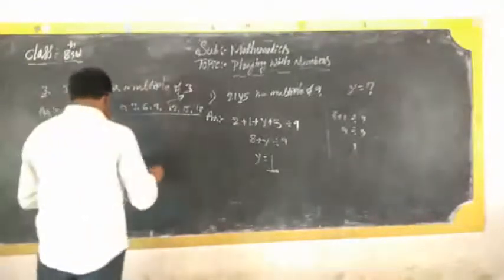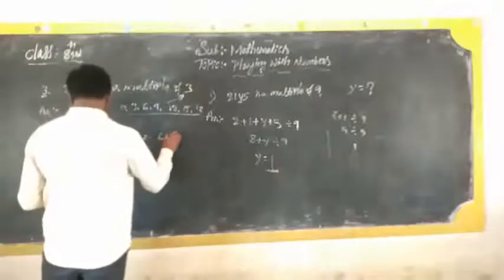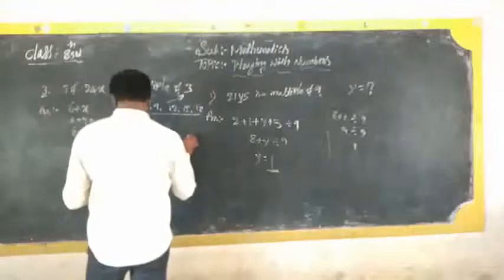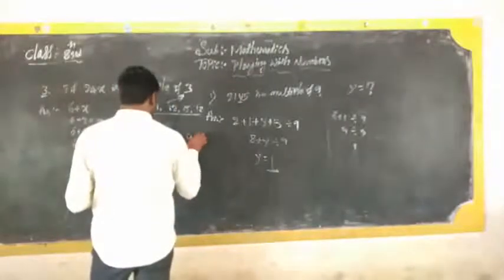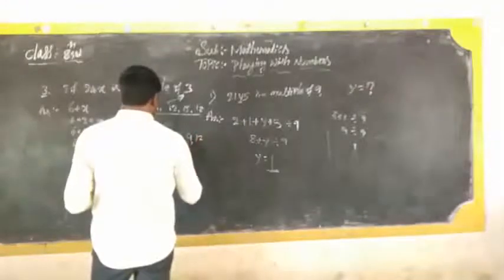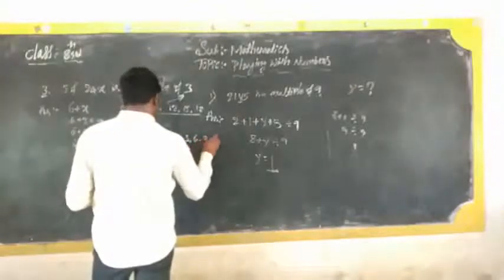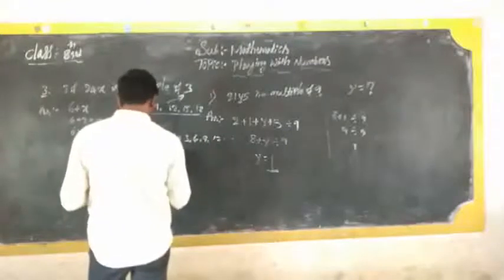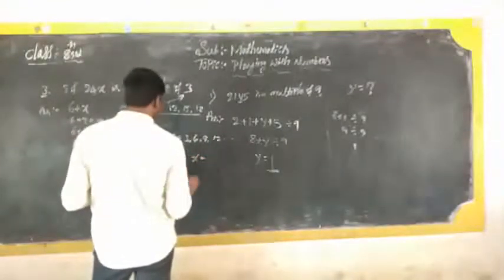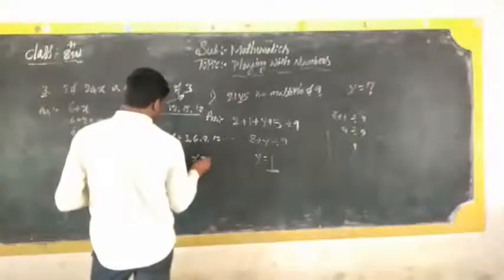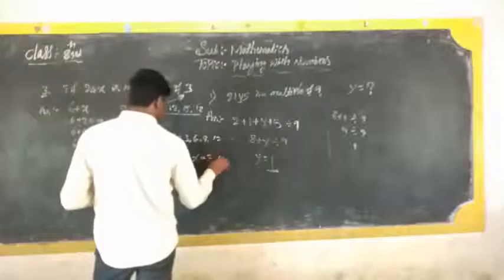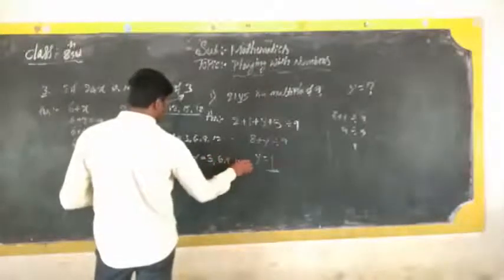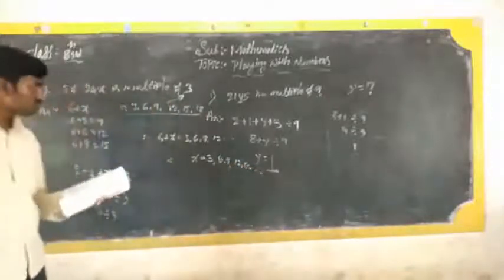Therefore 6 + x is equal to 9, 12, or 6, 9, 12. So x can be 3, 6, 9, 12, 15. That is the answer. Next, the fourth one.